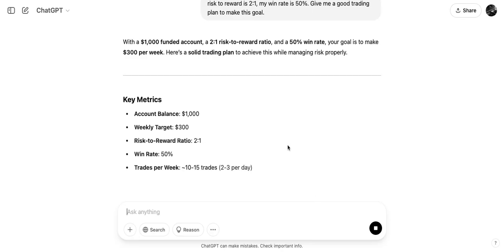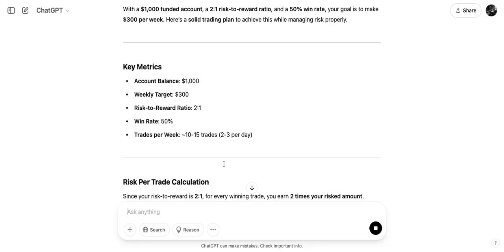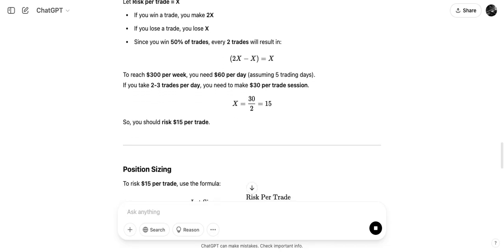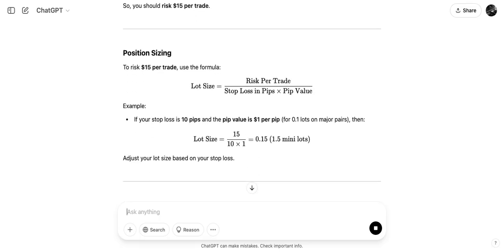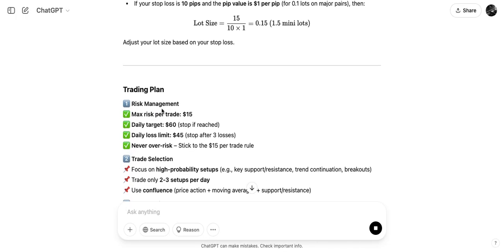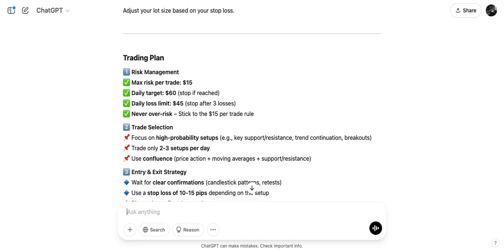So it goes through our metrics here. It's telling us we need to take about 2 to 3 trades per day. Risk about 15 bucks per trade. And obviously, you see, it just spits it out. So obviously, it gives us everything with the trading plan, risk management, max, and you can do this for any numbers that you want, a personal account or a funded account.